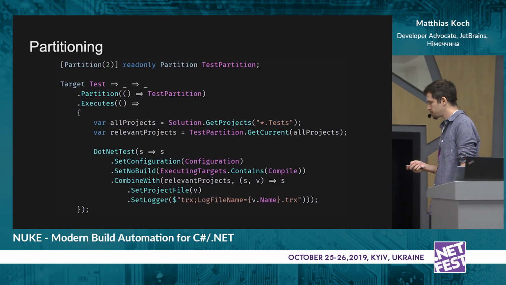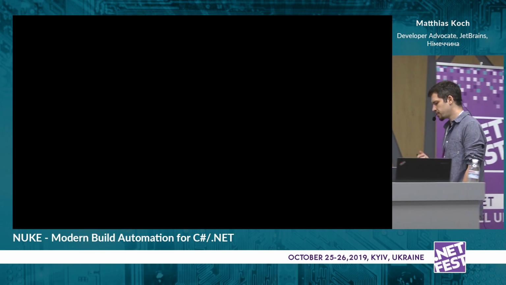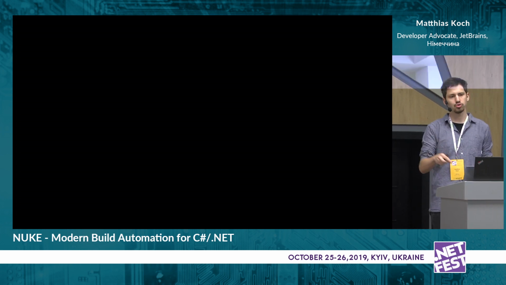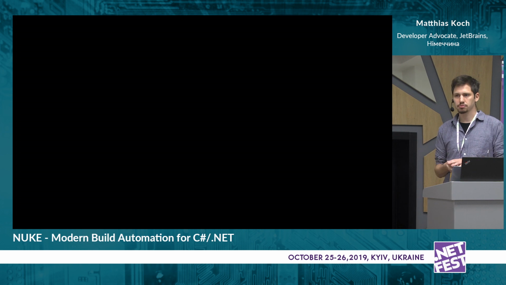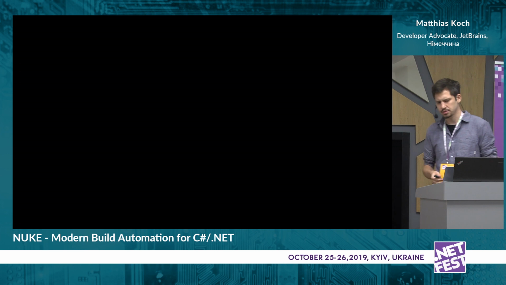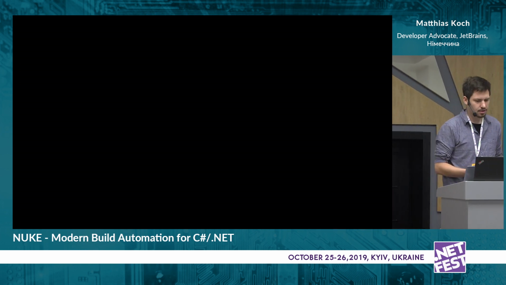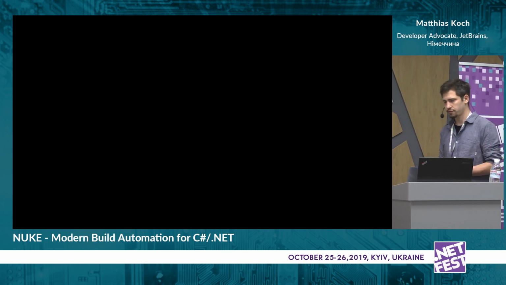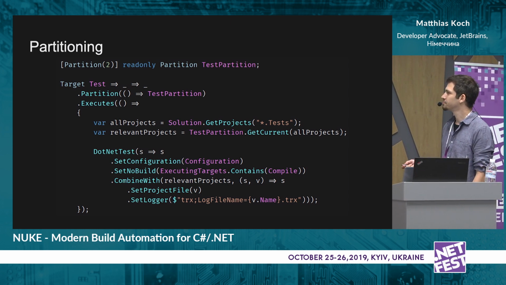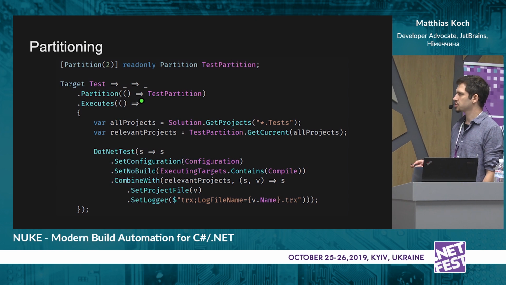Next thing, partitioning. Executing tests is a great example when you most of the time want to run tests in parallel, especially if you can run them on multiple agents. Locally, that's a different matter, but if you have several agents available, that's a common use case you want to take advantage of. How does this work in NUKE? We have the test target, and we can express that the test target should be partitioned.